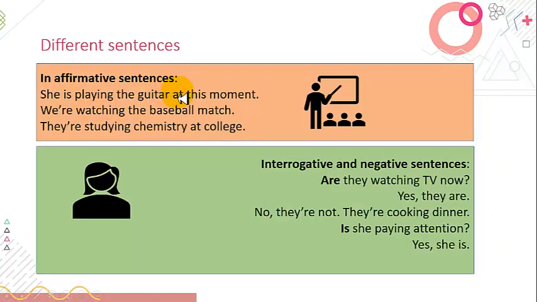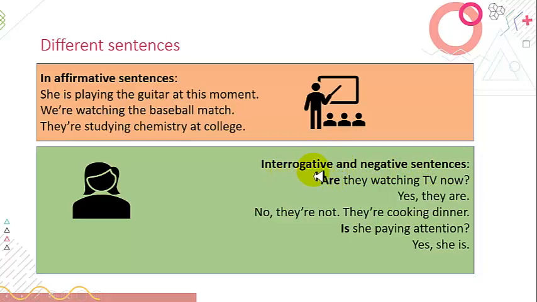Now we have different sentences. In affirmative sentences, like, she's playing the guitar at this moment, we're watching the baseball match, they're studying chemistry at college. Here we are using the subject, the verb to be, and another verb with ing plus the complement. Here we have we're watching: the subject, the verb to be, and another verb in ing. Okay?